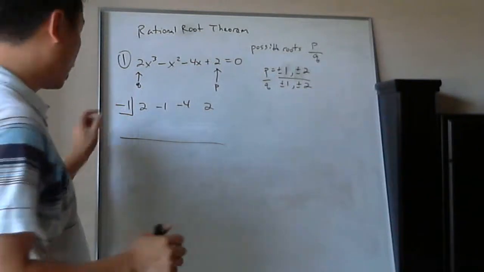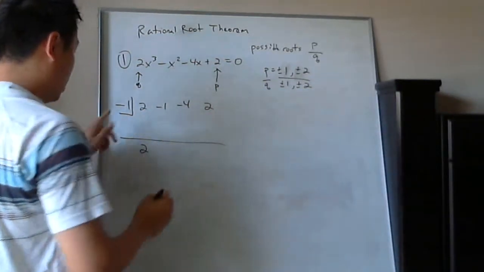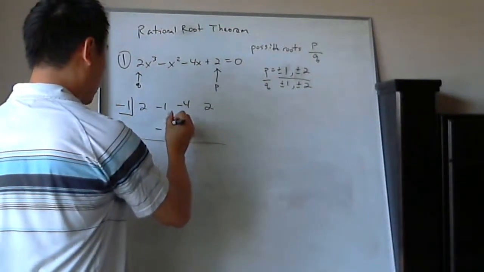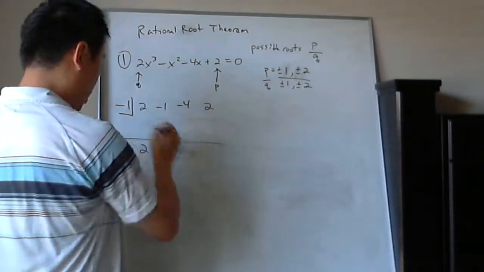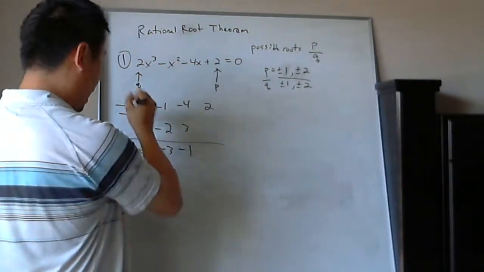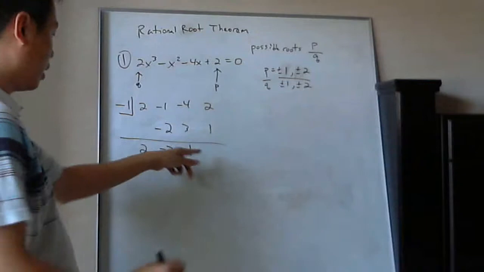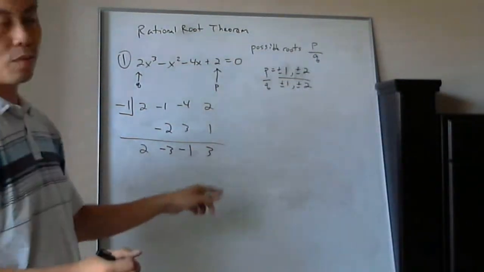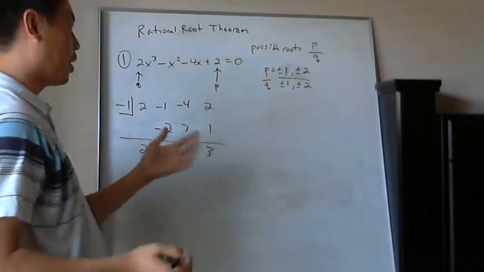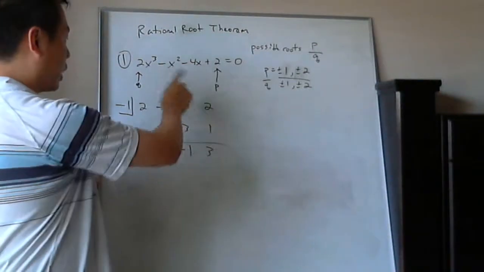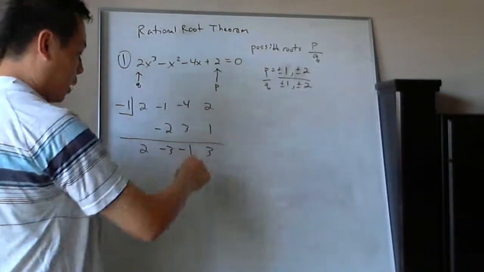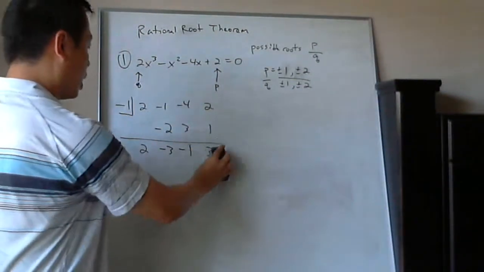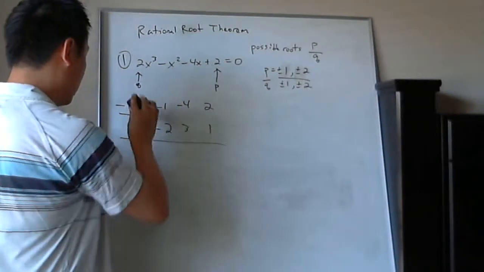So let's try negative 1. The 2 comes down, and then you multiply, add, multiply, add, and you'll see that the remainder is 3, which means it's still not a root. It's a root when the remainder is 0, because when you plug it in, it becomes 0. That's your goal. So we know negative 1 is not a possible root either.